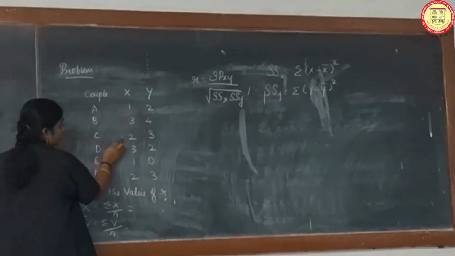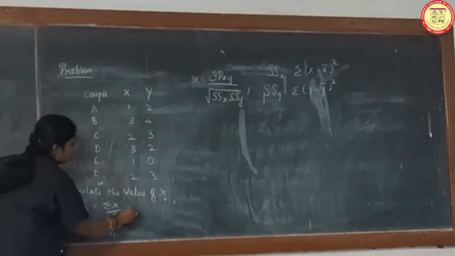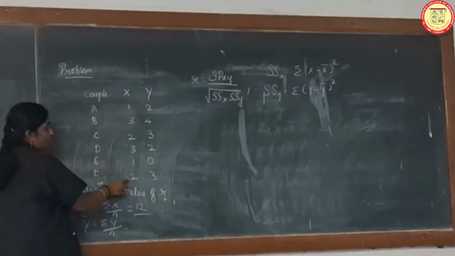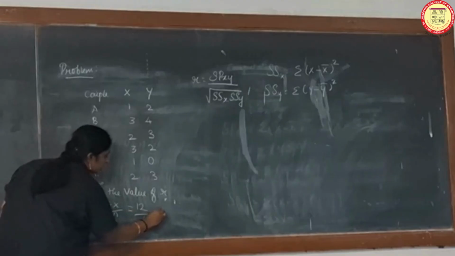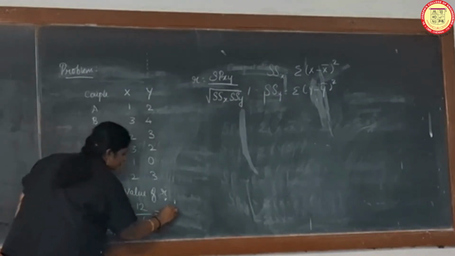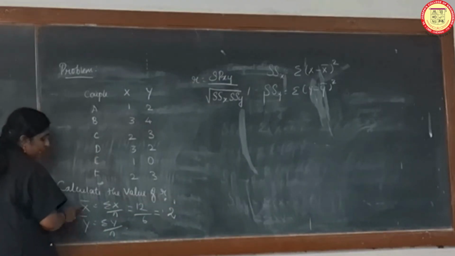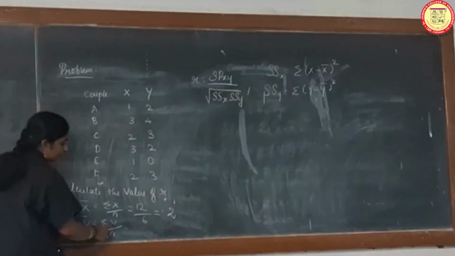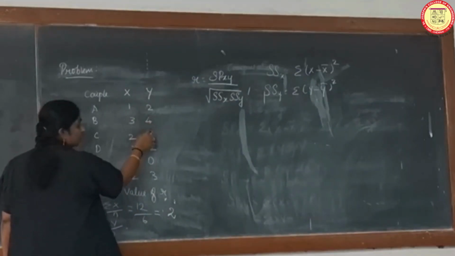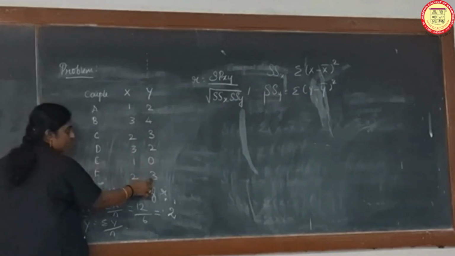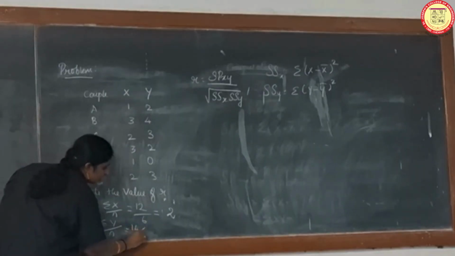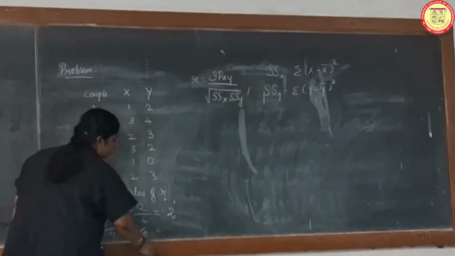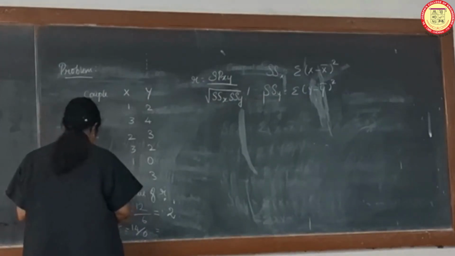Summation x means we have to sum up all the x values: 4, 3, 1 plus 3 is 4, 4 plus 2 is 6, 6 plus 3 is 9, plus 1 is 10, 10 plus 2 is 12. Divided by n, the total number of values, which is 6. So the x bar value is 2. Similar to x, we calculate the y value. Summation y: 2 plus 4 is 6, 6 plus 3 is 9, 9 plus 2 is 11, 11 plus 3 is 14.